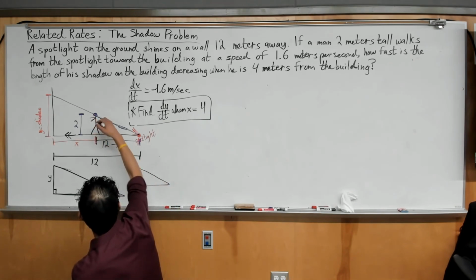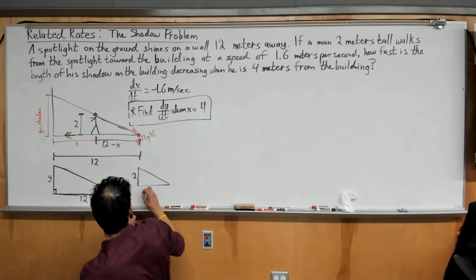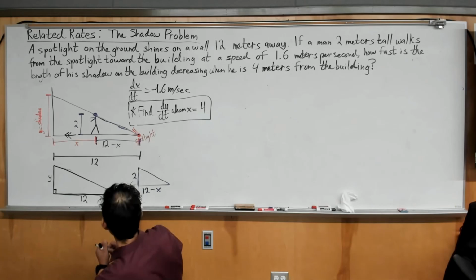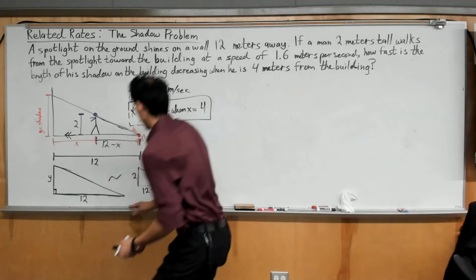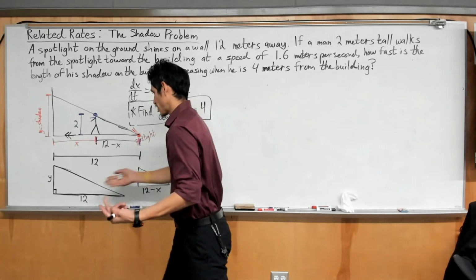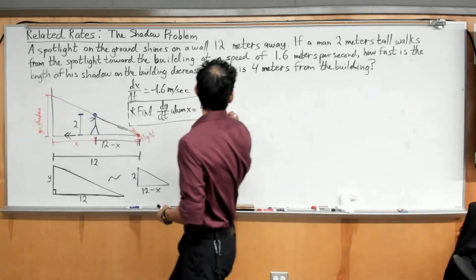This side will be 2. This base will be 12 minus x. And these are going to be similar to each other. Squiggly, similar. So we can relate these two triangles in an equation by just doing something like y over 2 equals 12 over 12 minus x. So let's do that.